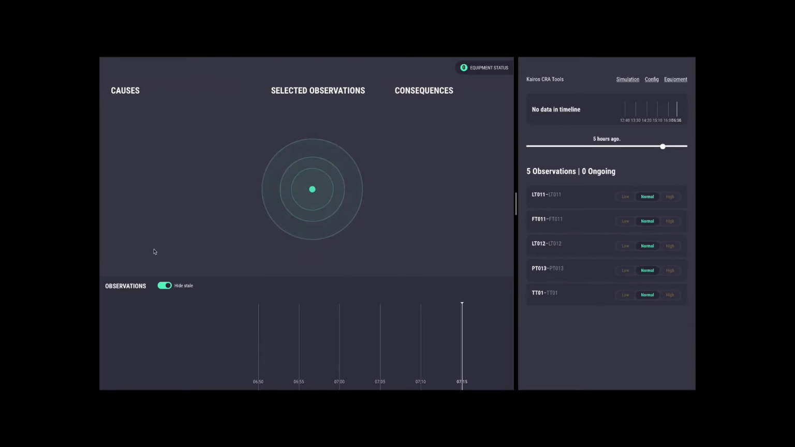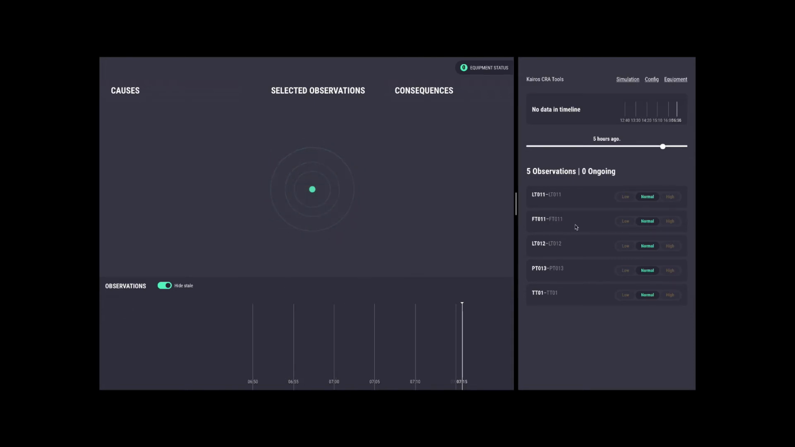On the left side we will be seeing potential causes that may explain why we are observing, for example, a high or a low water level. And on the right side we will see potential consequences of the observation. At the bottom we see all the currently active observations, of which there are currently none.